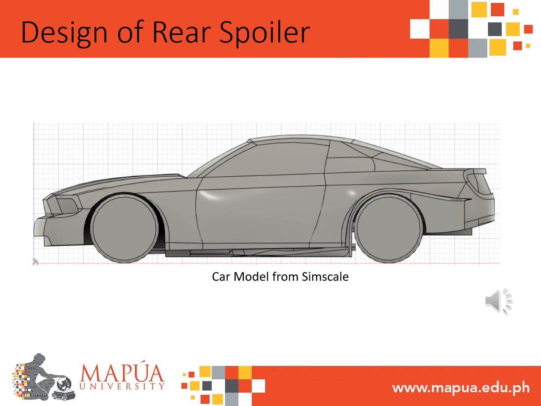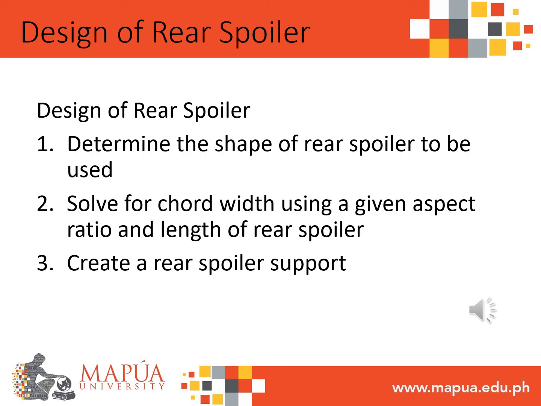In this study, we will design a rear spoiler suitable for our car model. The car model to be used here will come from one of the Simscale tutorials. To design the rear spoiler, first we need to determine the shape of the rear spoiler to be used. And then, we will solve for the chord width dimension using a given aspect ratio and length of the rear spoiler. And then lastly, we will create a rear spoiler support.